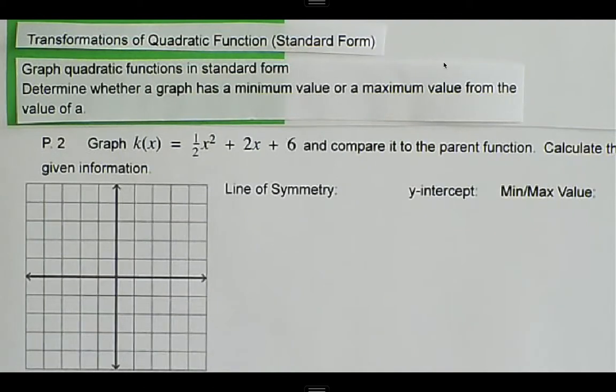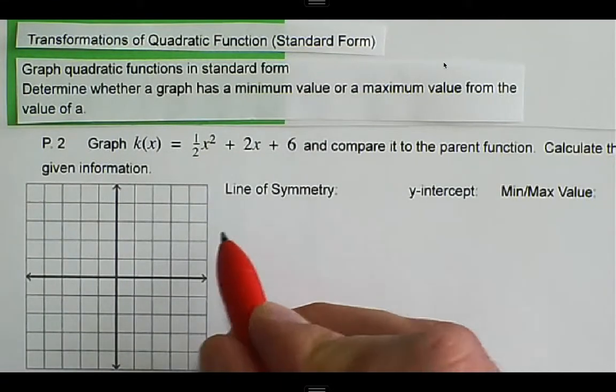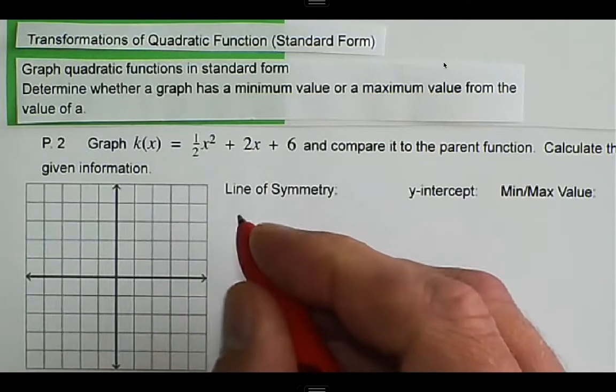We're talking about transformations of quadratic functions in standard form. We want to graph quadratic functions and determine whether it has a minimum value or maximum value. The first thing I want to do always is identify the a, b, and c value.